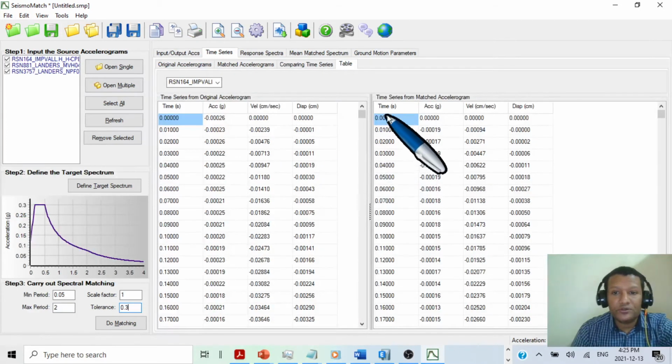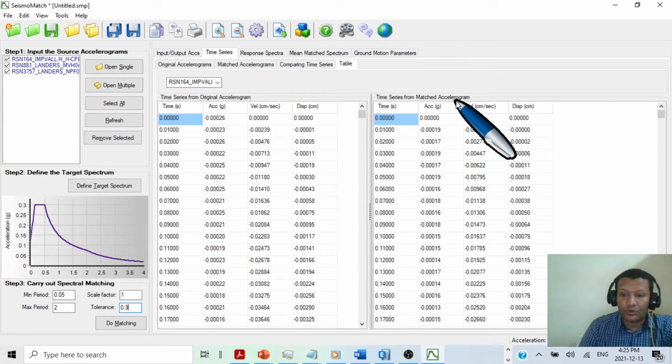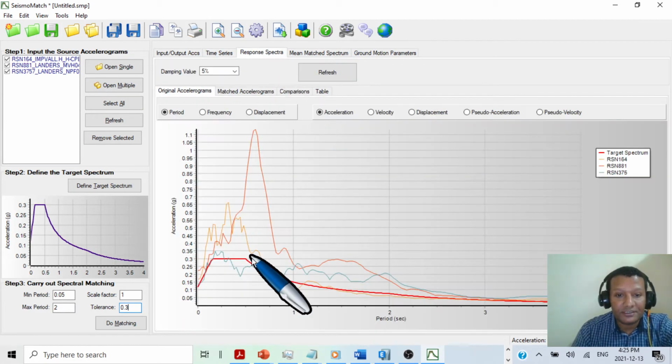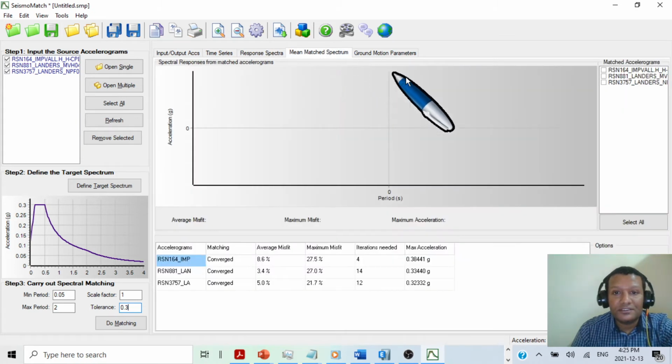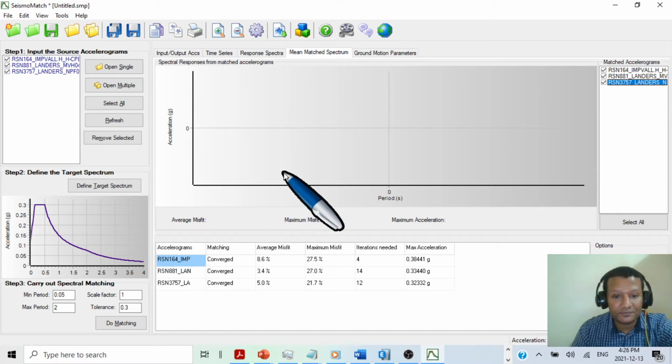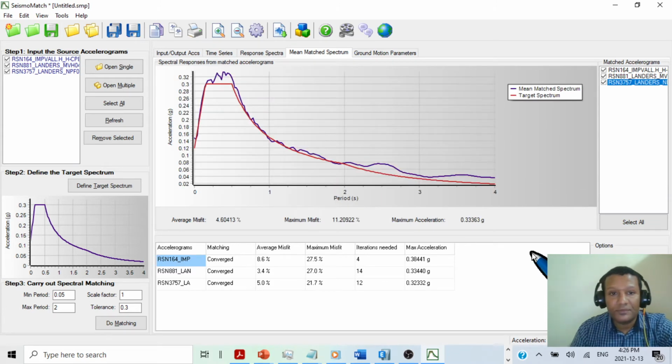And the table: if you want, you can take the table. You can use R programming, and you can draw or compare or whatever. This is a response. This is the mean. If you want the mean, you can select all of this, calculate mean spectra, save, then calculate mean spectra.